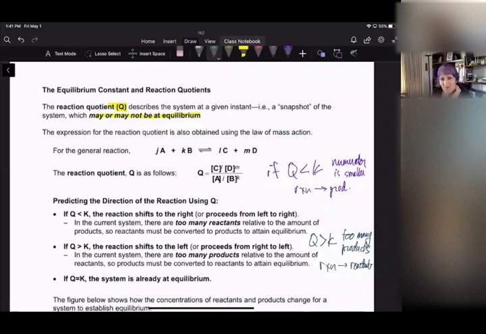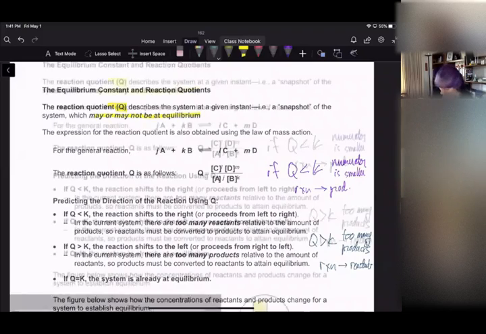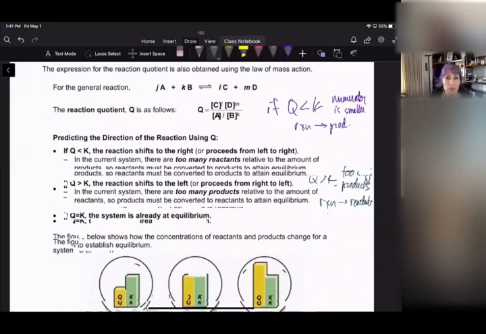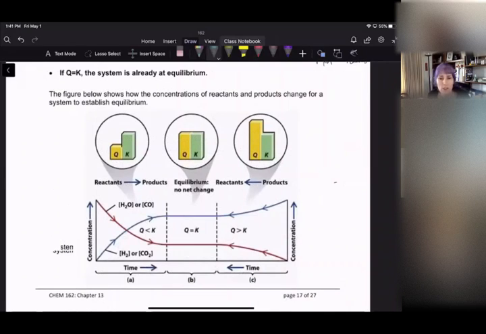Yeah, that's right. And you can see that algebraically by the expression of K. If Q equals K, then we're at equilibrium. All right, so there's all these graphical ways of looking at it. I'll leave those to you to interpret.